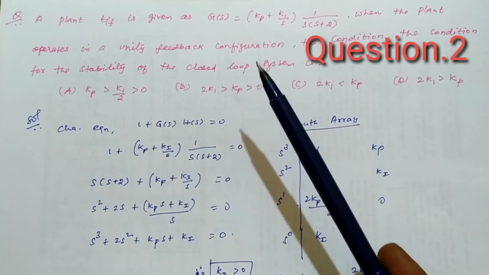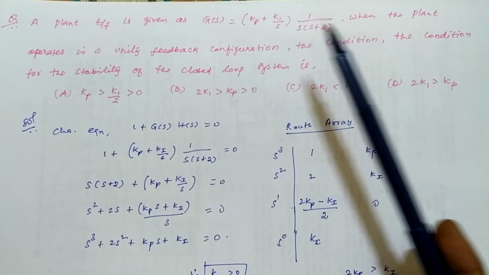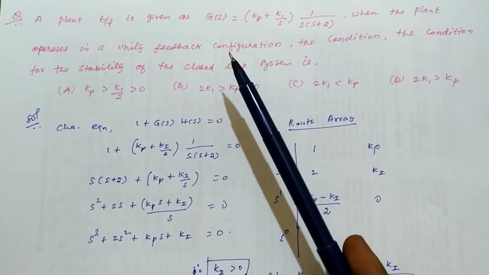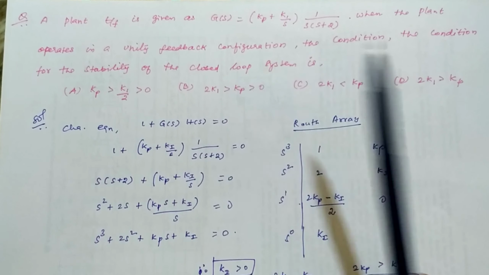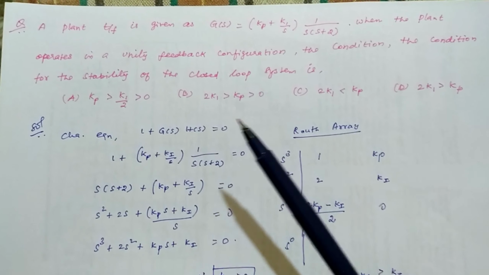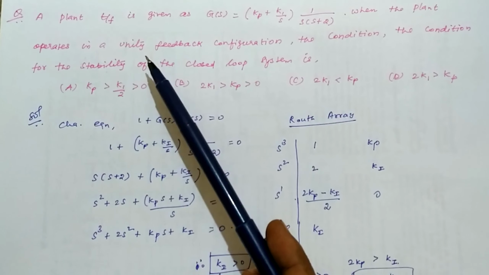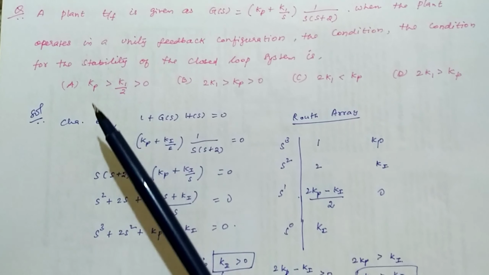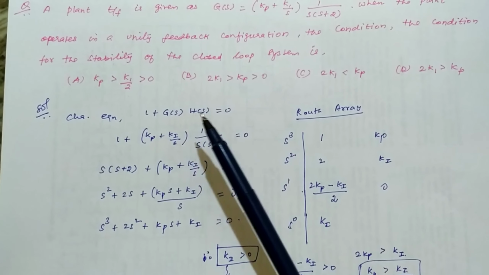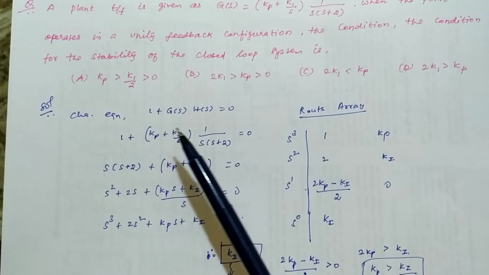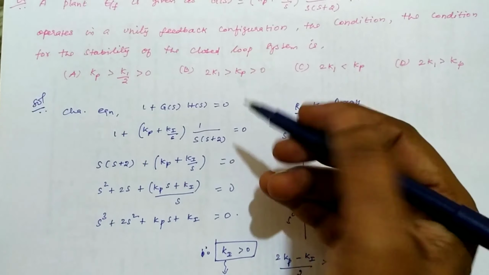A plant transfer function g of s is given like this. When the plant is operated in a unity feedback configuration, what is the condition for stability? Here the given function is the open loop function, and the feedback is unity. From the knowledge of the characteristic equation, 1 plus g of s h of s is equal to 0. So 1 plus g of s, with feedback unity.